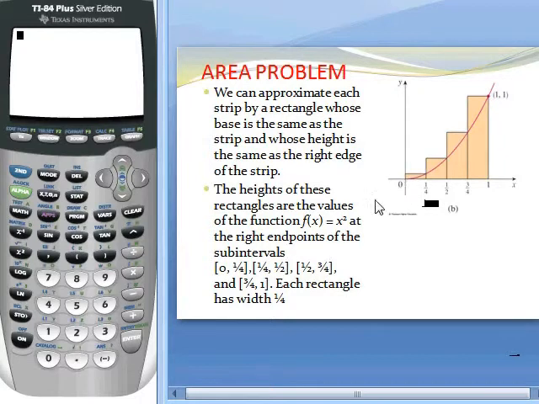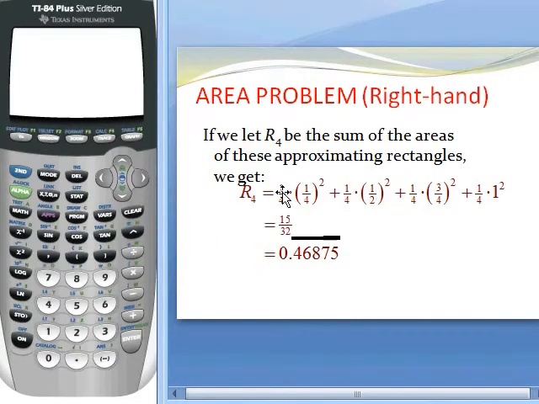So the strips are going to go from 0 to 1/4, and 1/4 to 1/2, 1/2 to 3/4, and so forth. And we calculate the area of each rectangle. You're going to have the width, which is 1/4, multiplied by the height, which is f of that 1/4. Since f is defined as x squared, you just put the square in here. Again, the width and the height, where x is 1/2, so it's going to be 1/2 squared. So when you add this up, you're going to get this number.